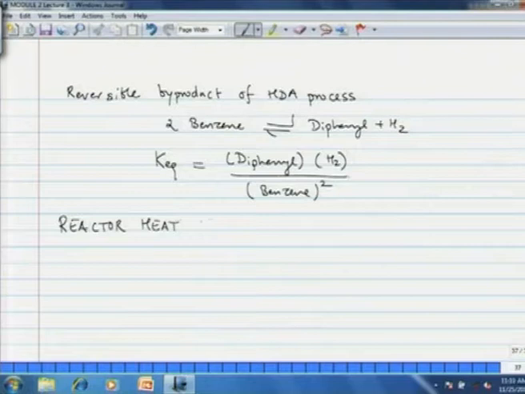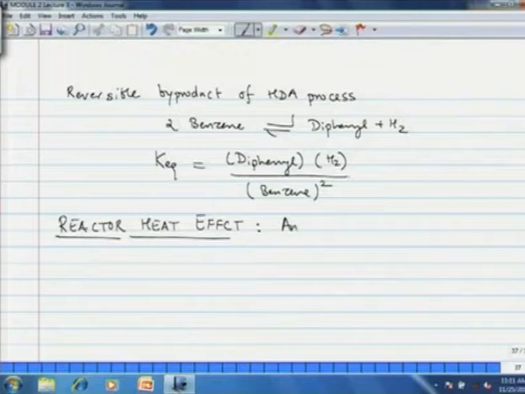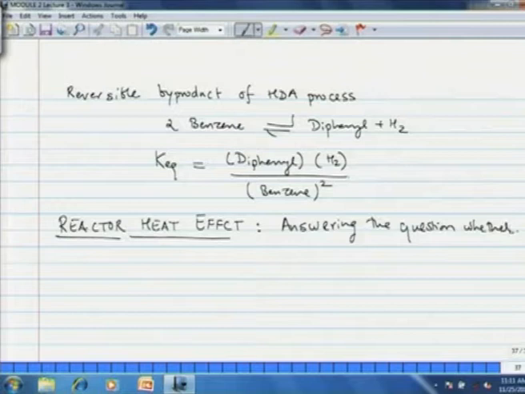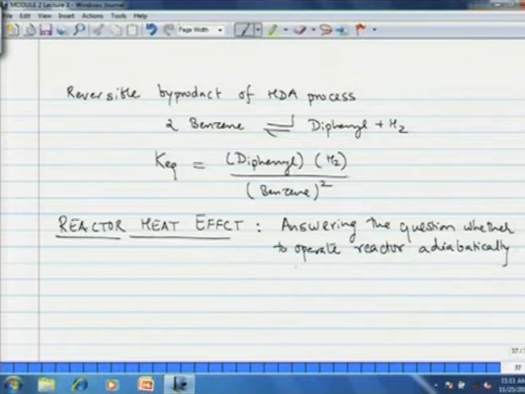One of the decisions that we have to make is whether to operate the reactor isothermally or adiabatically, and to answer that question we need to look into the reactor heat effects. So, we note here, answering the question whether to operate the reactor adiabatically or isothermally.